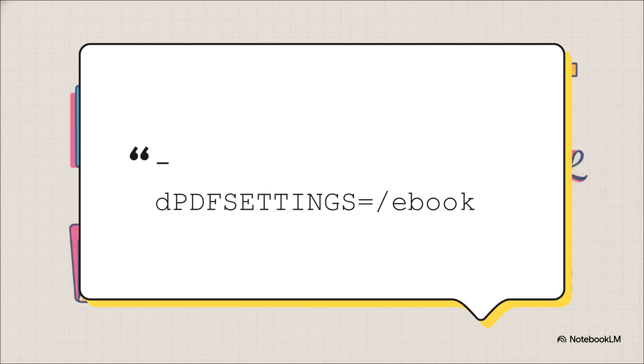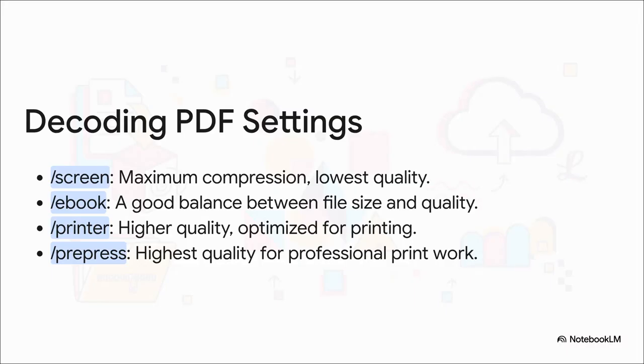Now for the PDFs. If you only remember one thing from this, let it be this command line setting for Ghostscript: -dPDFSETTINGS=/ebook. That right there is the secret sauce. It's a preset that gives you a fantastic balance between shrinking the file size and keeping it sharp enough for on-screen reading. But ebook isn't your only choice. You've actually got a whole spectrum of options. Screen is perfect if file size is your absolute number one priority, and quality can take a bit of a hit. On the other end, you have prepress for when you need that professional print shop level quality. But honestly, for most web apps, ebook is going to be your go-to.